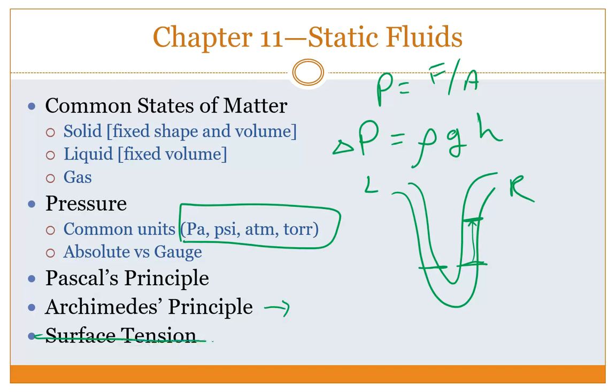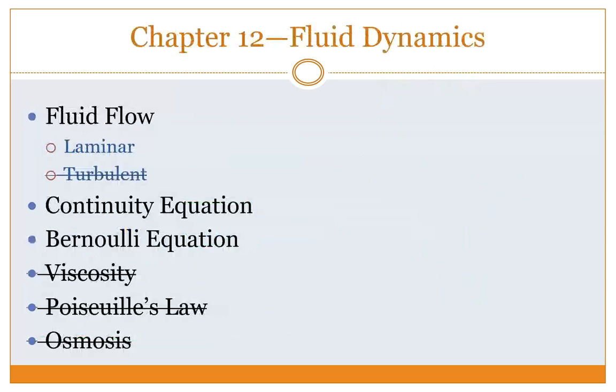Surface tension, I forgot to cross that out. We won't have surface tension on the test. Continuing with fluids, we didn't talk about turbulent flow, but we did talk about laminar flow. Laminar means in layers, so smooth flow is laminar flow. It's the only kind we talked about.